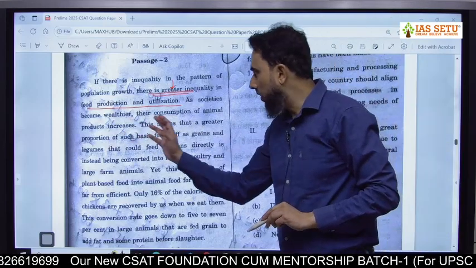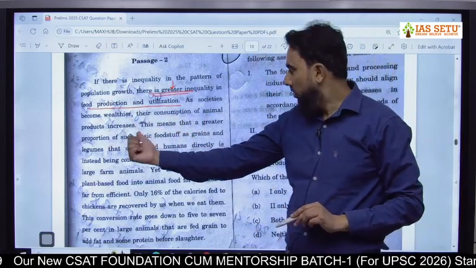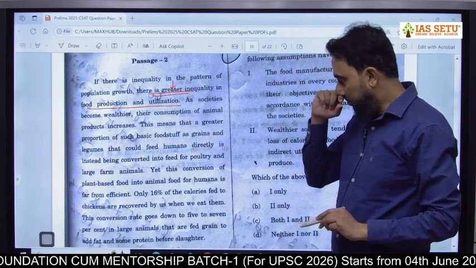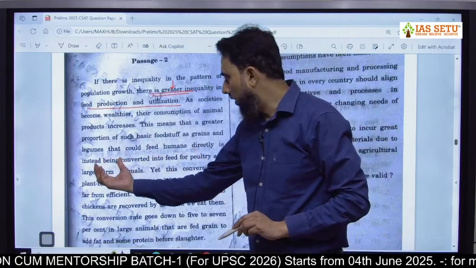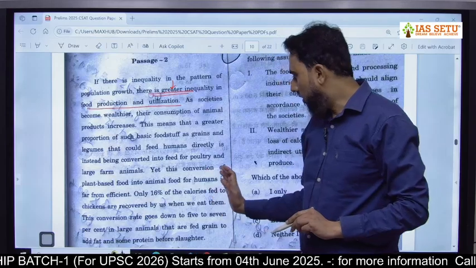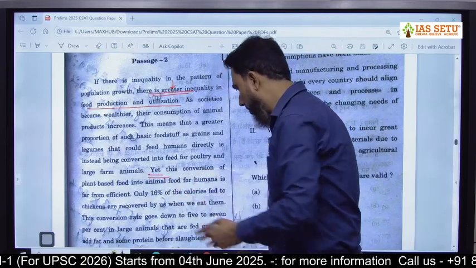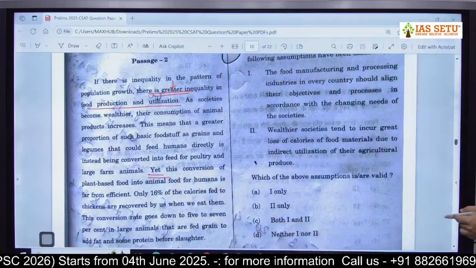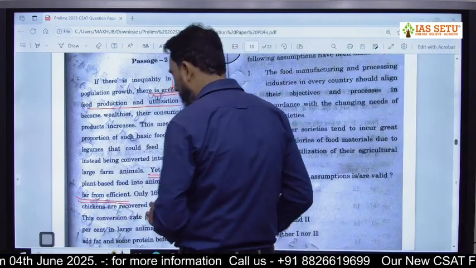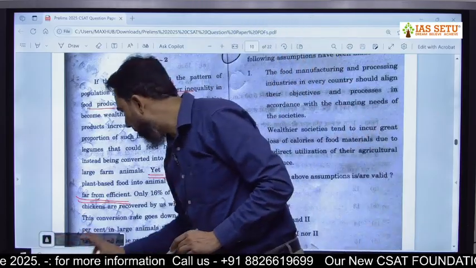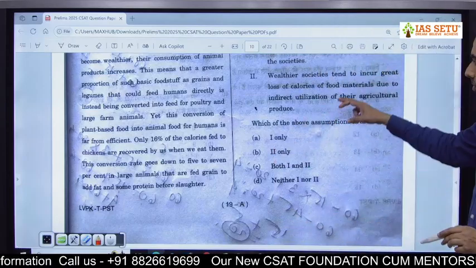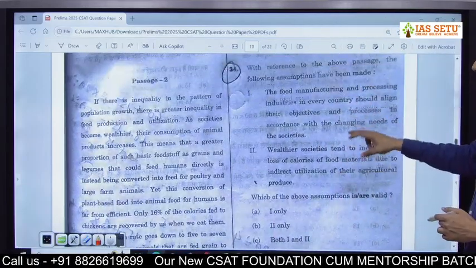As societies become wealthier, their consumption of animal products increases. This means that a greater proportion of such basic foodstuffs as grains and legumes that could feed humans directly is instead being converted into feed for poultry and large farm animals. Yet this conversion of plant-based food into animal food for humans is far from efficient. Then the author gives you the data in support of this. So here one such practice which is not serving the purpose, which is flawed, is given in the passage.